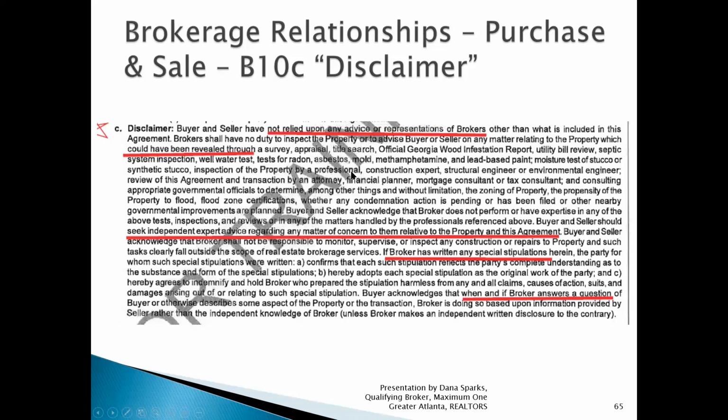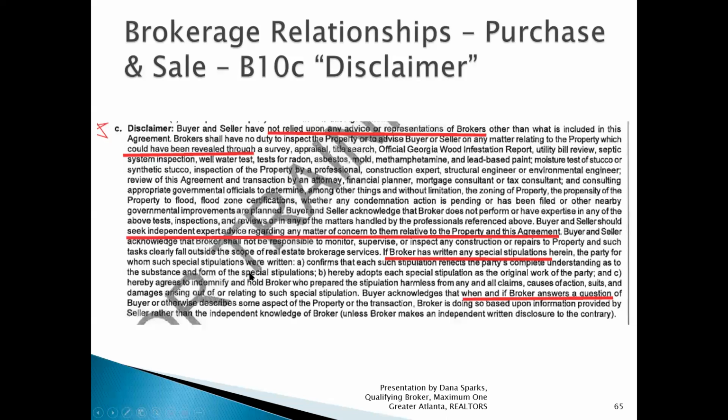You are responsible for looking out for your own best interests before you go through with this transaction. If you have any questions, you should seek independent expert advice regarding those specific matters. It goes on to say that if I've written any special stipulations, you agree that they reflect your complete understanding and you adopt them as your own.